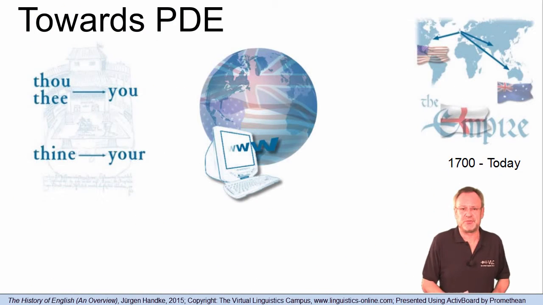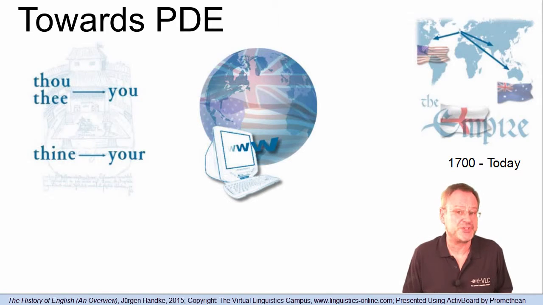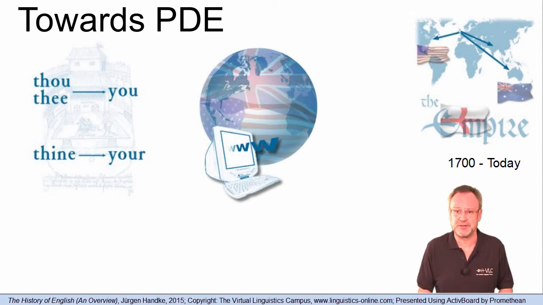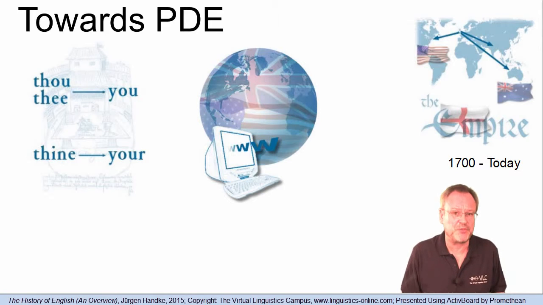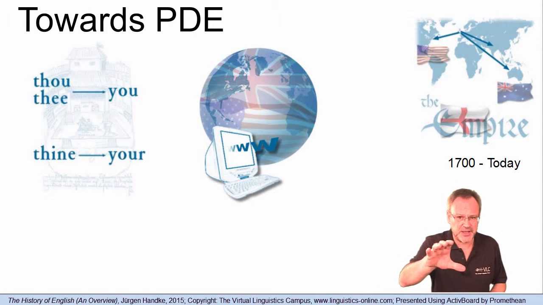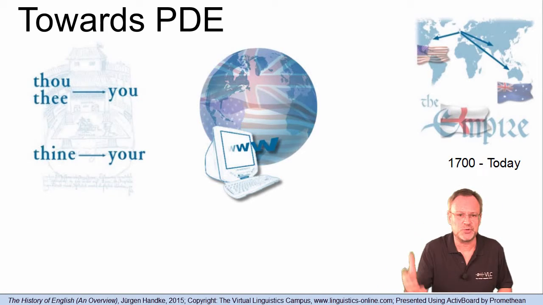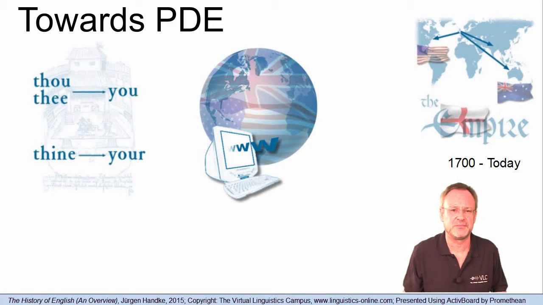By about 1700, the English language differed only slightly from present-day English. The most important development was external. It concerned the position of the English language among the languages of the world. From a regional language, it developed to the most widely used language of our time.